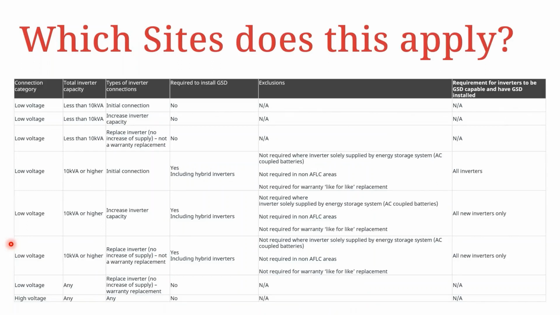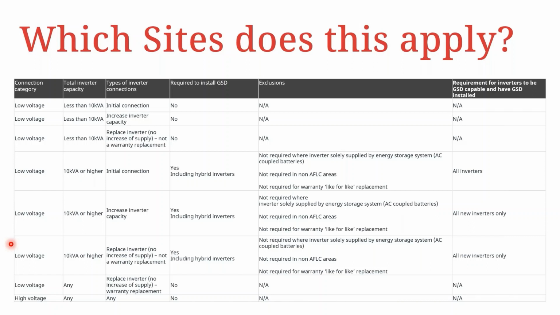Okay, which sites? Ergon and Energex's website has a table for the types of IAS connections that require GSDs. For the latest information, please check their website, as this could be subject to change. I've put the table in the slide here to give you an idea of the key criteria used to determine whether a GSD is required or not. Currently, the requirement impacts sites where the total inverter capacity is equal to or greater than 10 kVA.